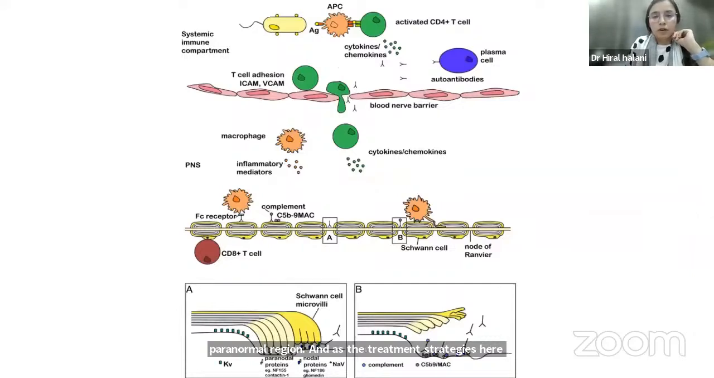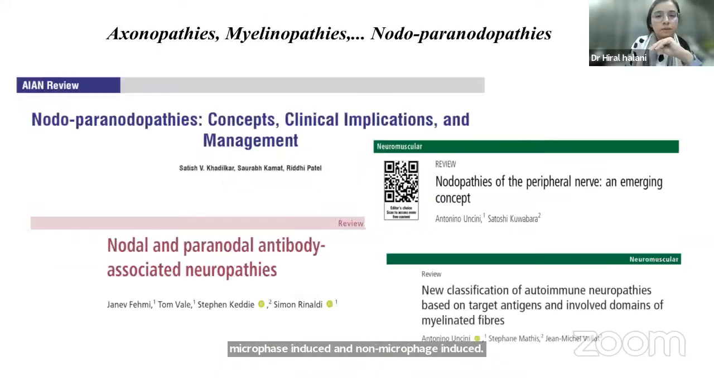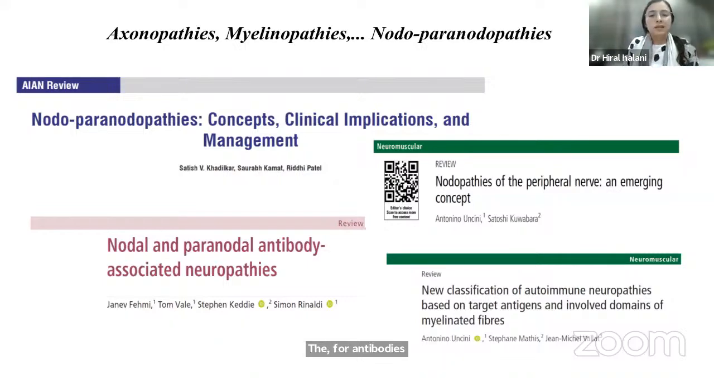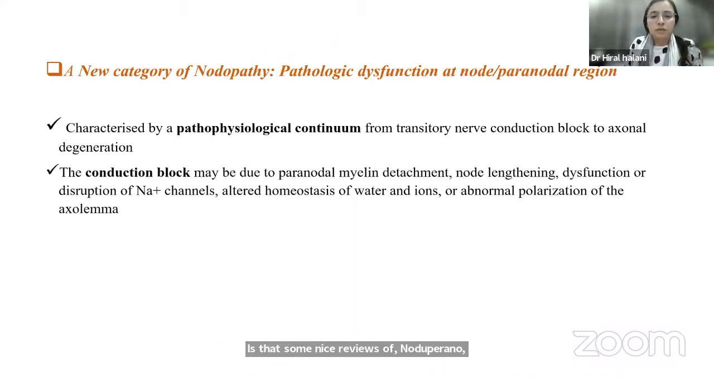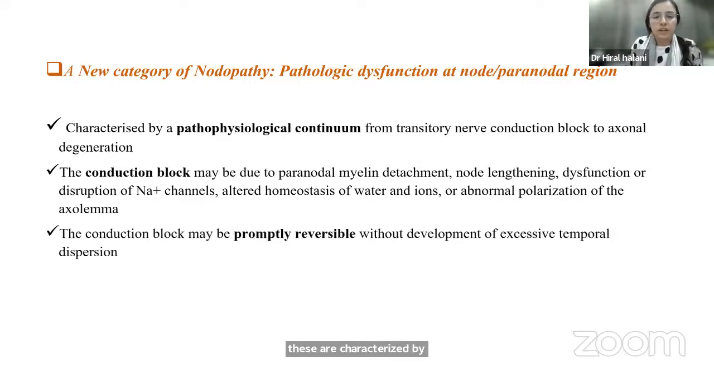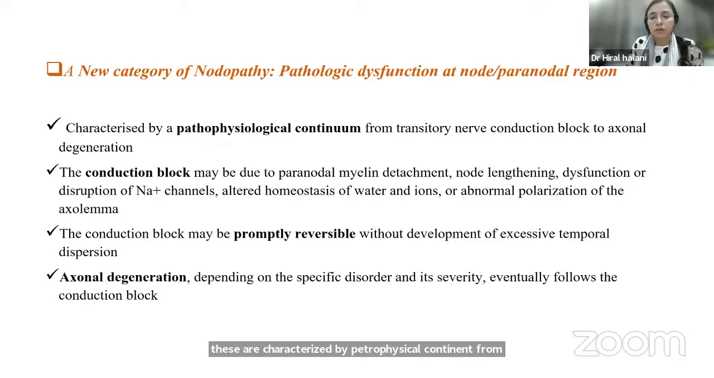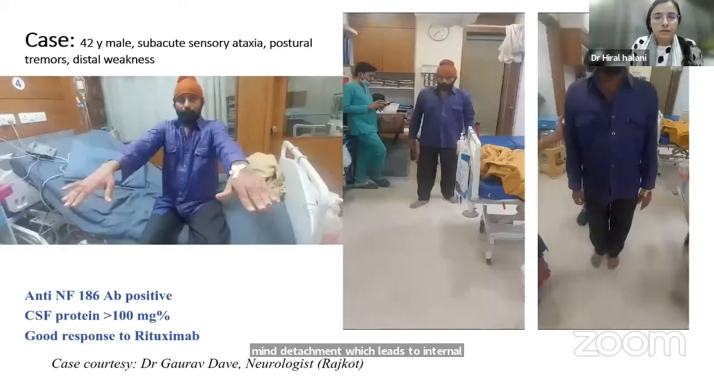This again is the summary of both the mechanisms, macrophage-induced and non-macrophage-induced with the IgG4 antibodies. These are some nice reviews of nodoparanodopathies. These are characterized by a pathophysiological continuum from transient conduction failure to axonal degeneration, and conduction block occurs because of the paranodal myelin detachment, which leads to ion channel impairment and disturbance in homeostasis.